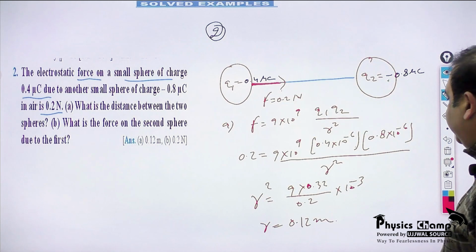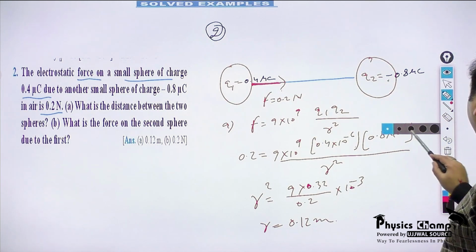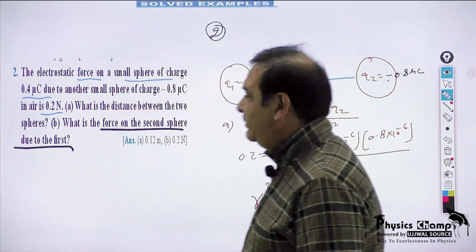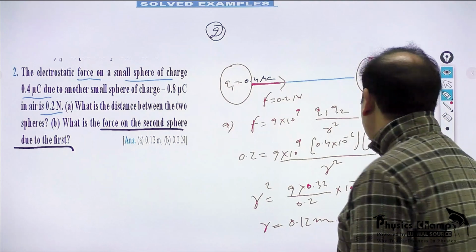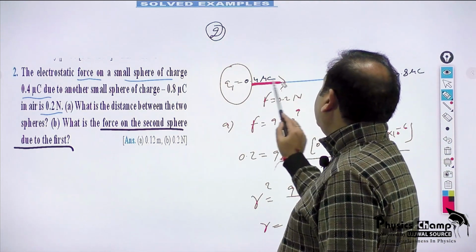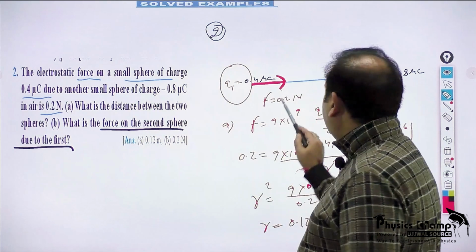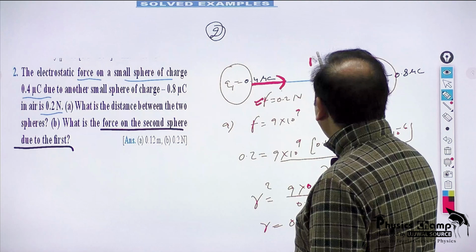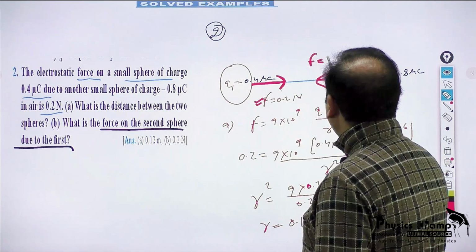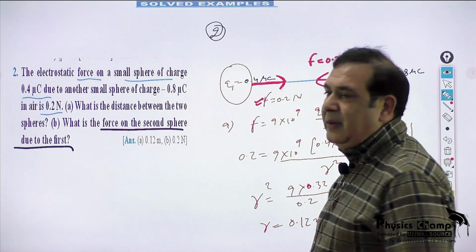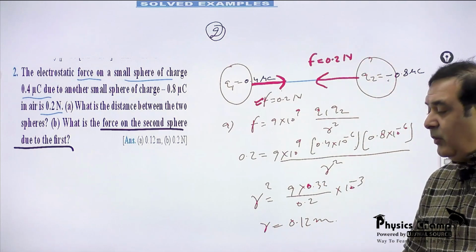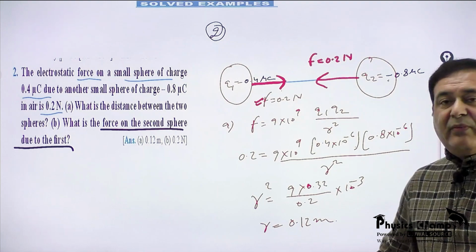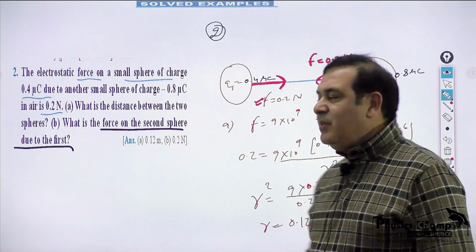And B part. Now we are looking for part B, which says: what is the force on the second sphere due to the first? About that you are very clear. If I know the force on the first sphere due to the second is 0.2 Newton, then an equal and opposite force will also act on the second sphere due to the first, which will be 0.2 Newton only. The two forces are equal and opposite, acting on the two charges, following Newton's third law of action and reaction. So question number 2 was very simple.